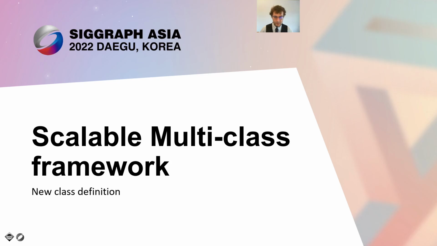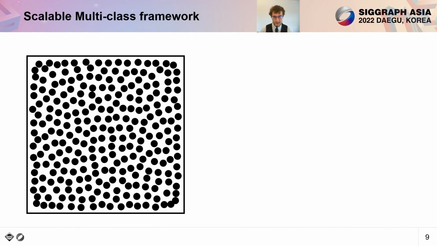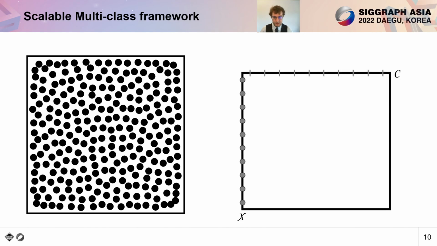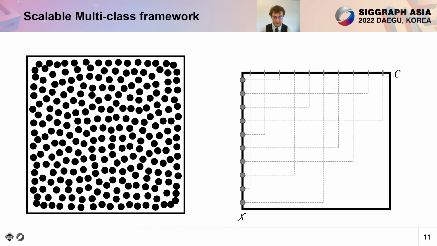Now, let me present our scalable multi-class framework and how to use it to construct classes. We start with a point set here on the 2D domain that we will simplify as a vertical flatland on the right for the visualization. We can now introduce a second dimension to the problem that will classify the points. The idea of this new dimension is to create an index space, and if you think the point set as a list of points, this new dimension simply represents the index of the point in the list.